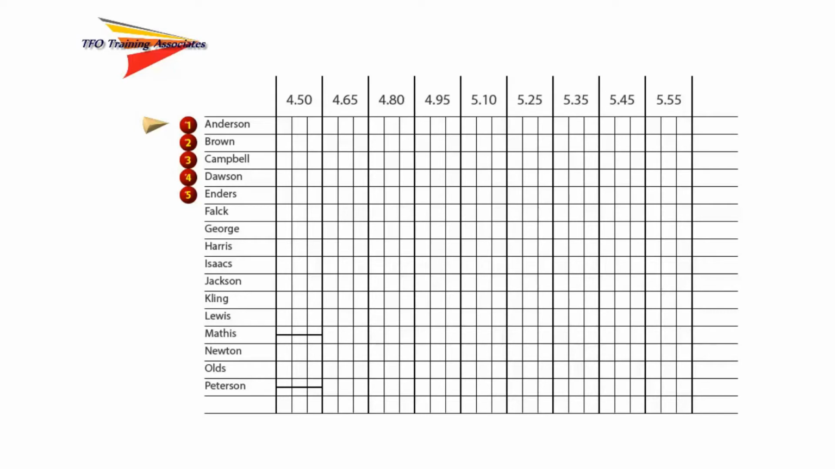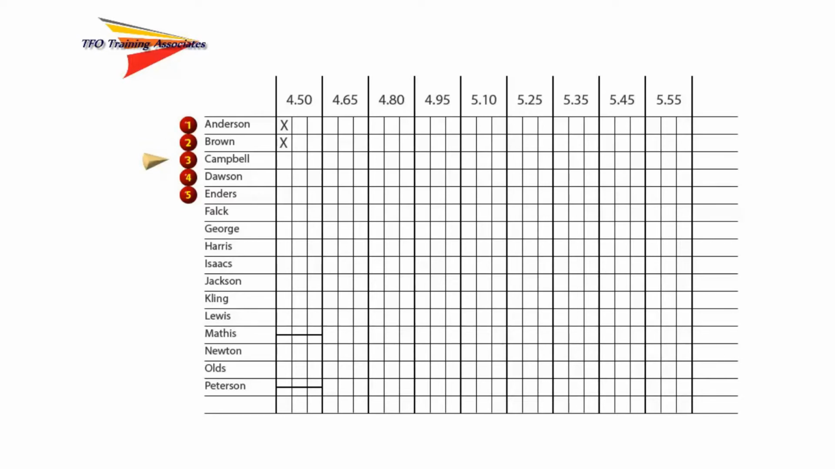Anderson fails on his first attempt. Place an X in the first box under 4.50 meters on Anderson's row. We move the up marker to Brown, and again call the up, on deck, and on hold jumpers. Brown fails on his first attempt. As before, place an X in the first box under 4.50 meters on Brown's row. Move the up marker to Campbell and continue.